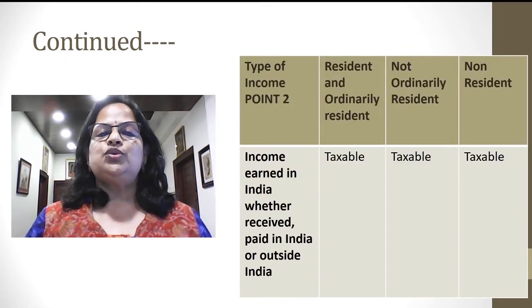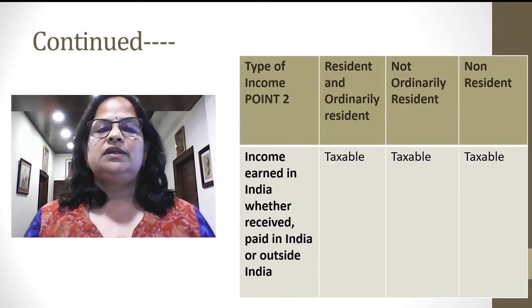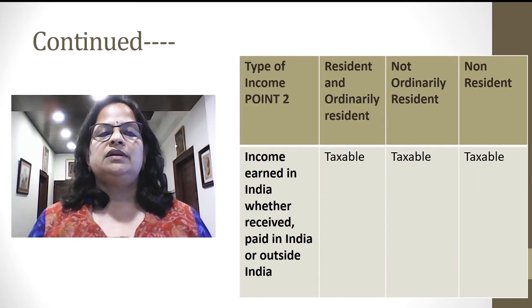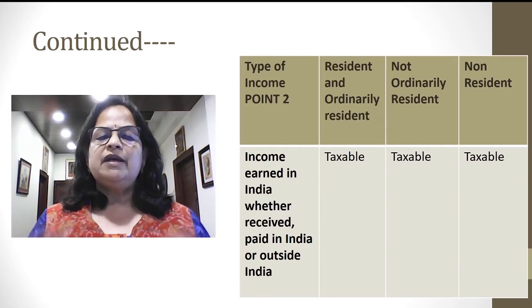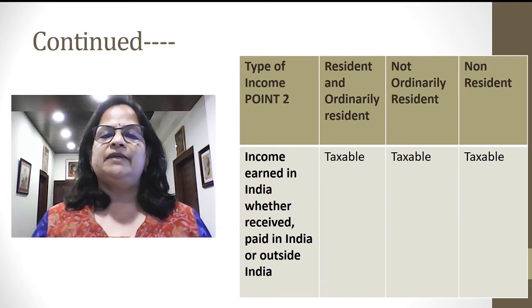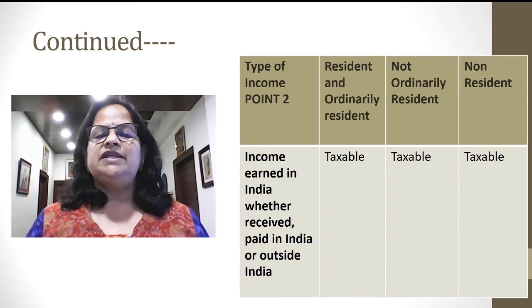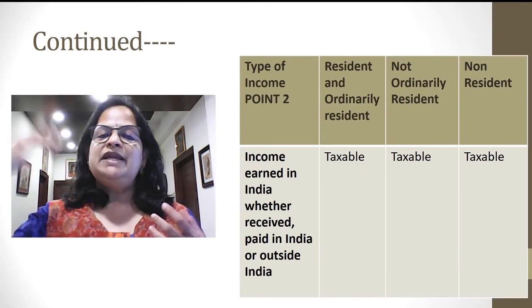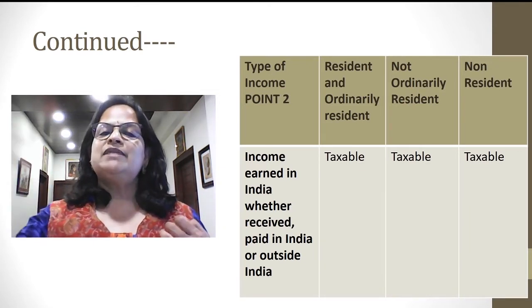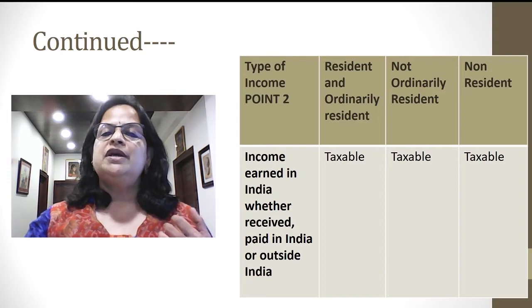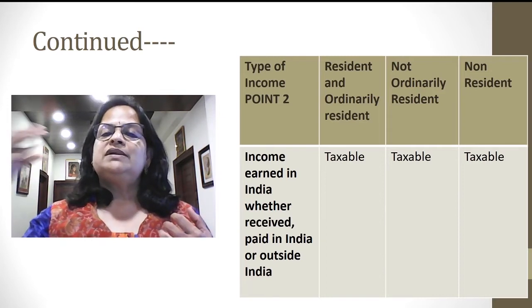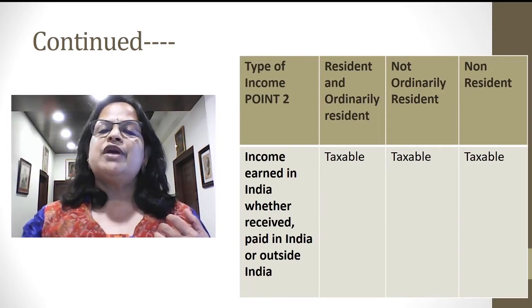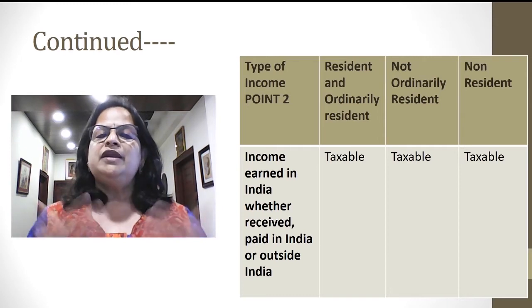Rule number 2 is income earned in India, whether received or paid in India or outside India. So income earned in India. Sometimes one income will be derived in a foreign country, for example services rendered in a foreign country, or sale of a plant or machinery or a house property. But we are bringing the income to India.